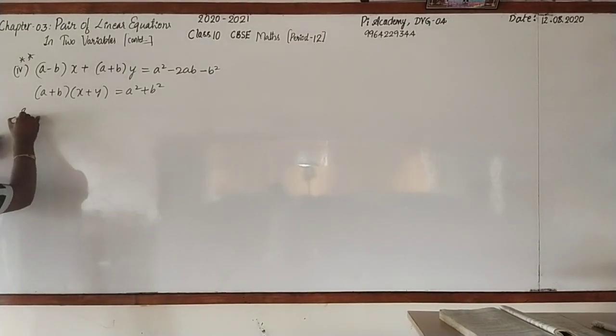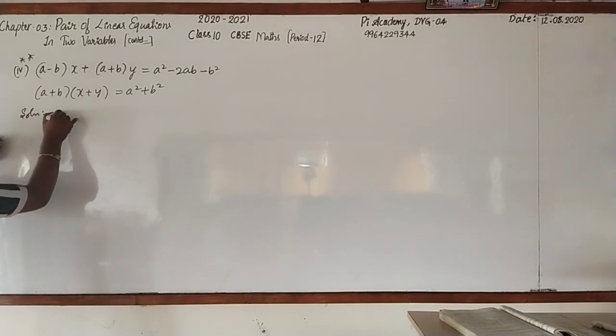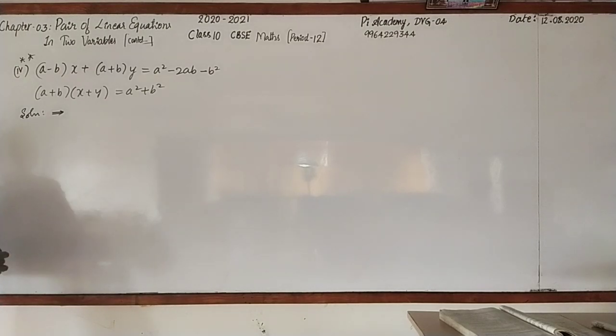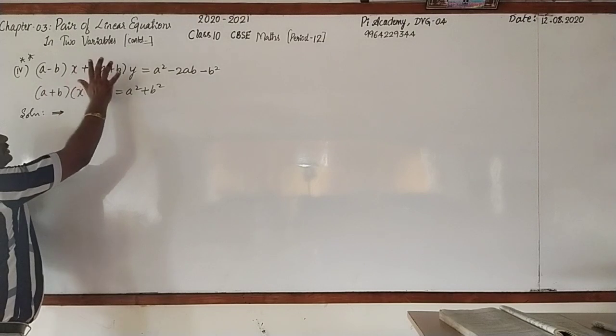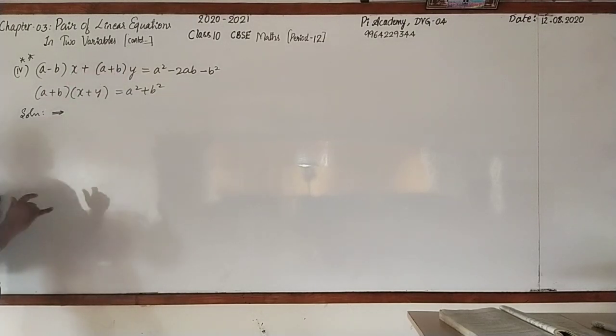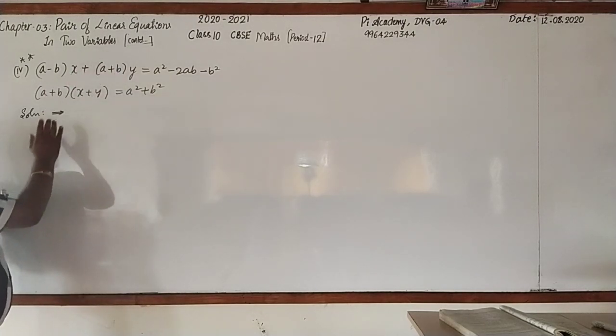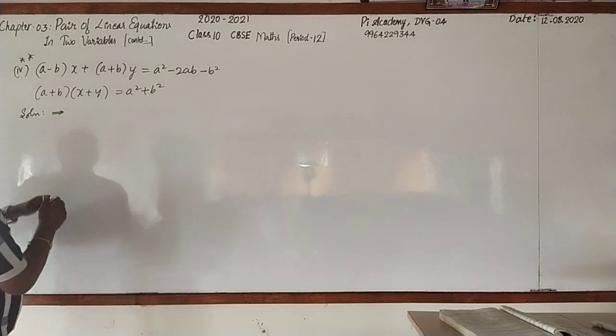Now let us go for finding the solution. How do you go for it? You can notice that in the first equation the terms are separate, but in the second equation not. X and y are together. Let us go for separating.